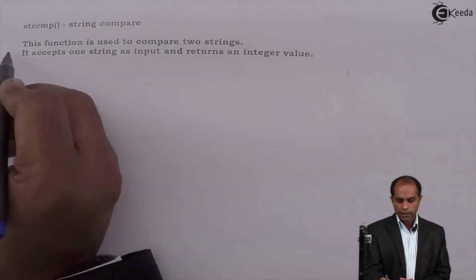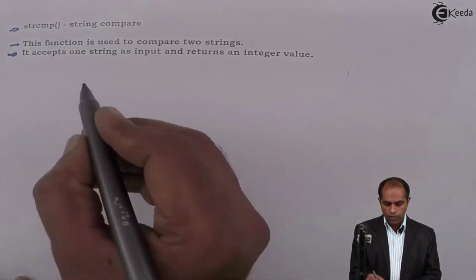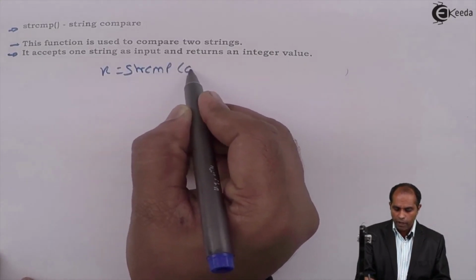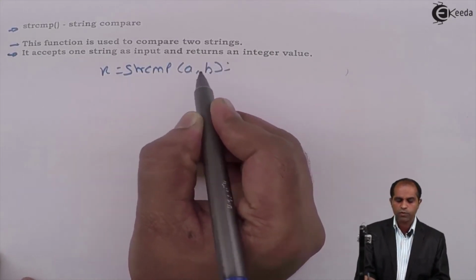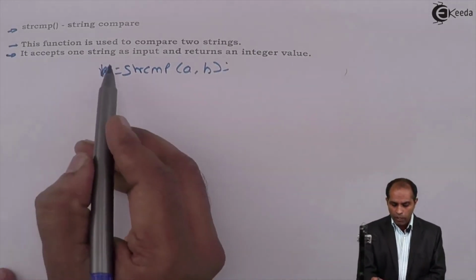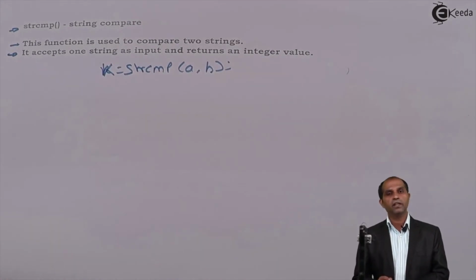As usual, it accepts two strings as input and returns an integer value. Suppose I say k equals strcmp(a, b). These are the two strings which I want to compare. k is an integer value. Depending upon the integer value returned to k, we can give the status of a and b.